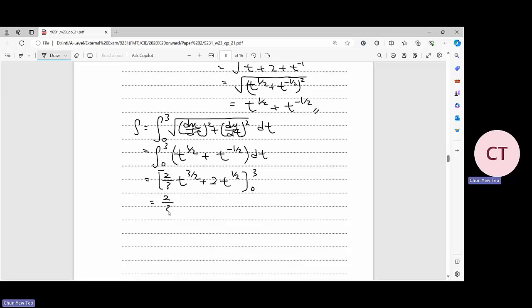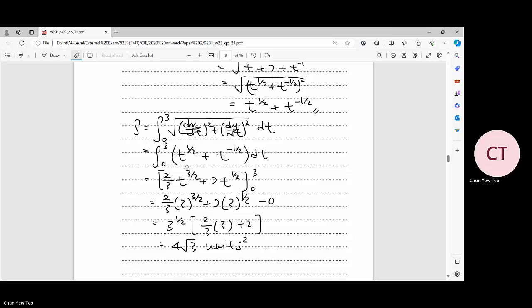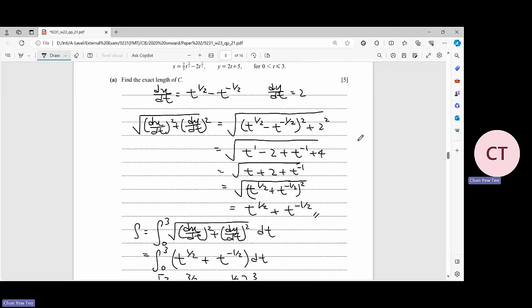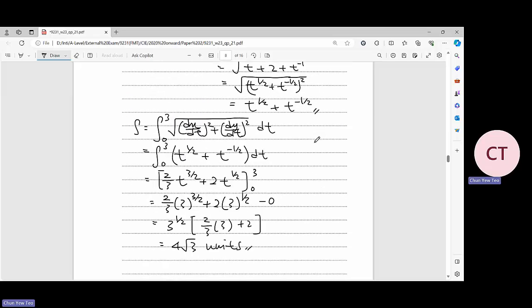If you put 3 inside, this is what you get, minus 0. Factorize the 3 to the power of half out. You get 2 over 3 times (3 plus 2)... At the end, you get 4 over 3. So this will be the answer for the exact arc length of the curve C. Done for this question number 5A.